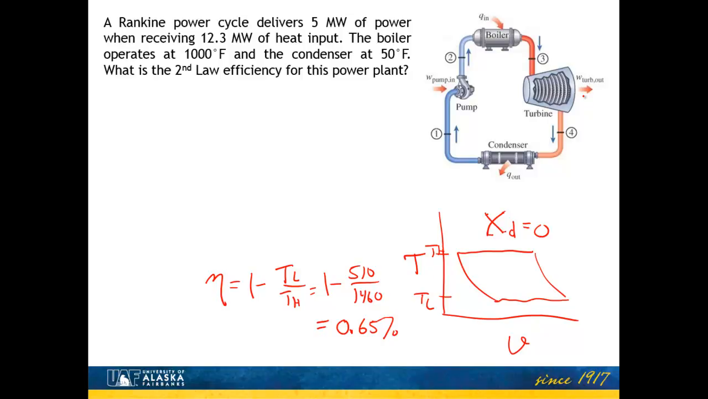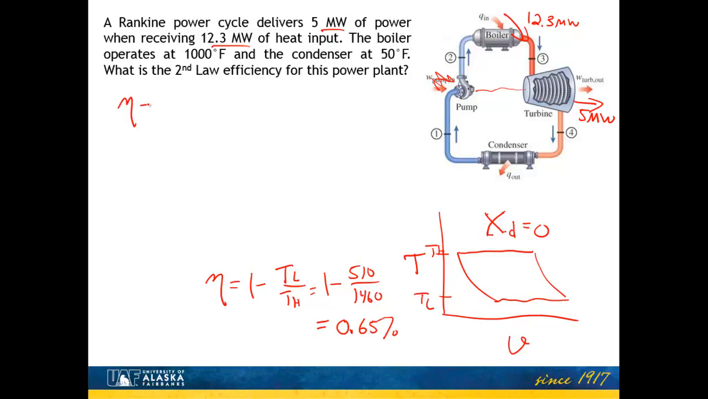Now, what does our actual cycle operate underneath? Well, we're given some information there. We're told that it delivers 5 megawatts of power when it brings in 12.3. So here's the 12.3 megawatts coming in as the heat input. There's the work output, that's the 5 megawatts. And so there's a little work input here. Right now, we'll just assume that this turbine is actually running the pump, so there's not a net work input in there. So this would be the net work being delivered at 5 megawatts.